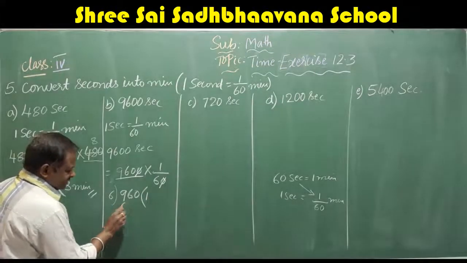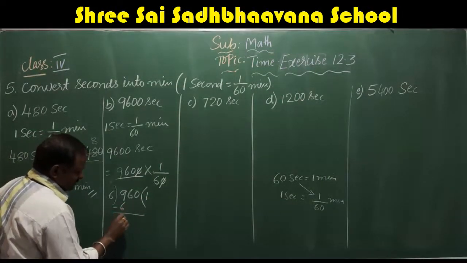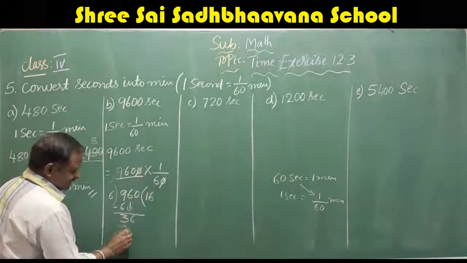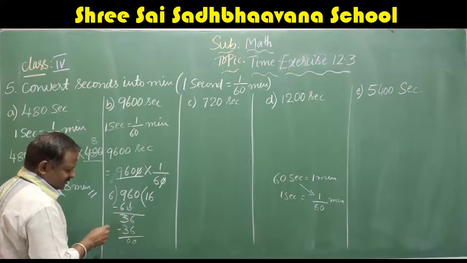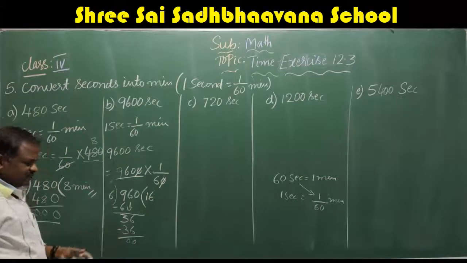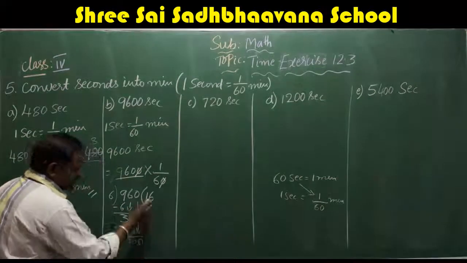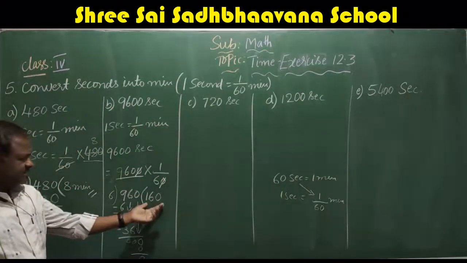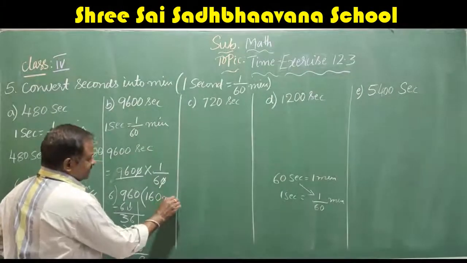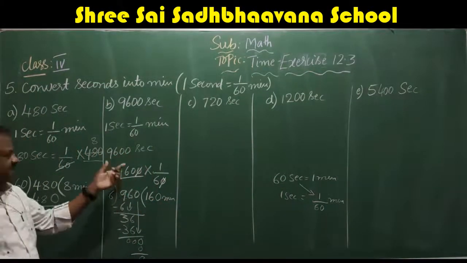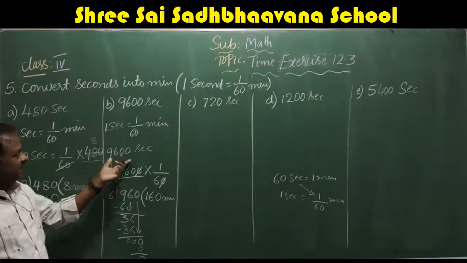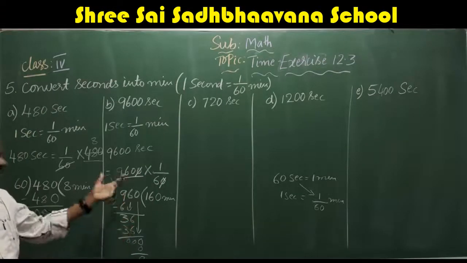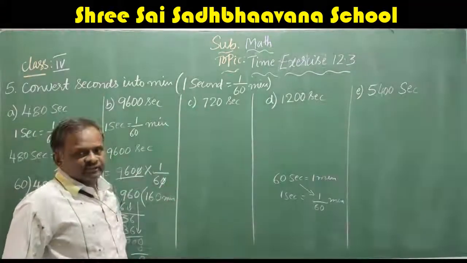6 ones are 6. Subtract, 9 minus 6 is 3. Take down 6. 6 6s are 36. When you subtract, 6 minus 6 is 0, 3 minus 3 is 0. Now you take down 0. 6 zeros are 0. You will get 0. That is how many minutes? 160 minutes. So 9600 seconds are equal to 160 minutes.